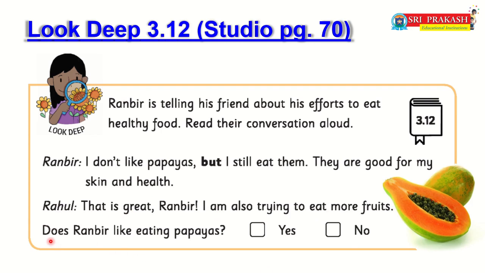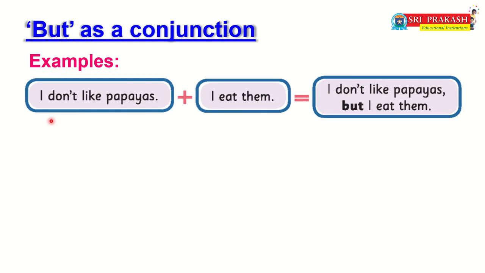Now you have to answer, does Ranbir like eating papayas? Yes or no? No, but still he eats them because they are good for our health. So, do you also eat papayas? Now let us see some examples on how to use but as a conjunction. When Ranbir says, I don't like papayas, and he also says, I eat them, these two are contrasting ideas or actions. So when we have to join them, we use the conjunction but.